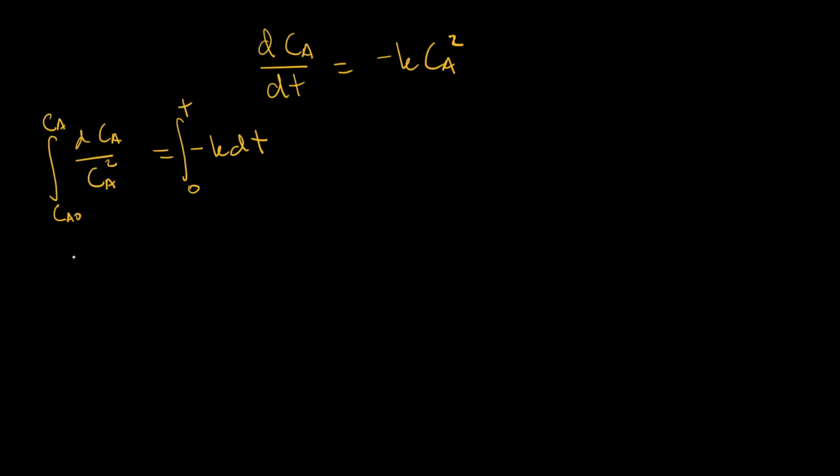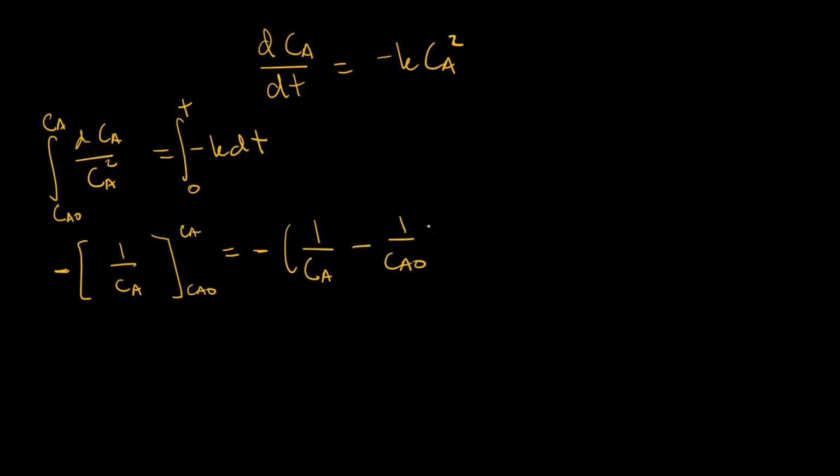So on the left, this integral becomes negative 1 over Ca that we're evaluating from Ca0 to Ca. So that is equal to negative 1 over Ca minus 1 over Ca0. And on the right-hand side, this one's a little easier to solve. That's just going to be minus kt. So these negative signs cancel out, and we're left with 1 over Ca minus 1 over Ca0 is equal to k times t.